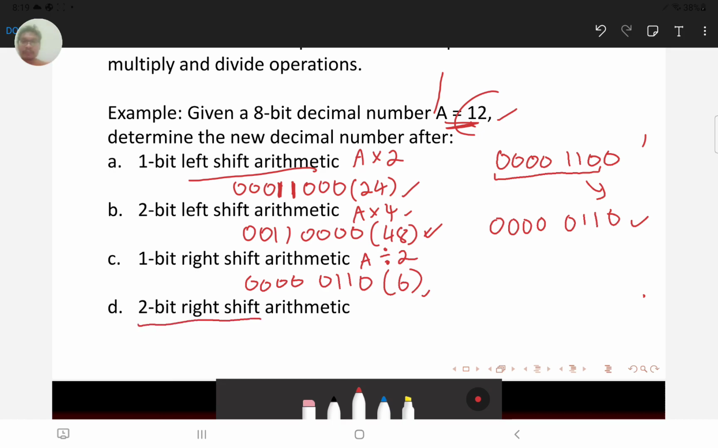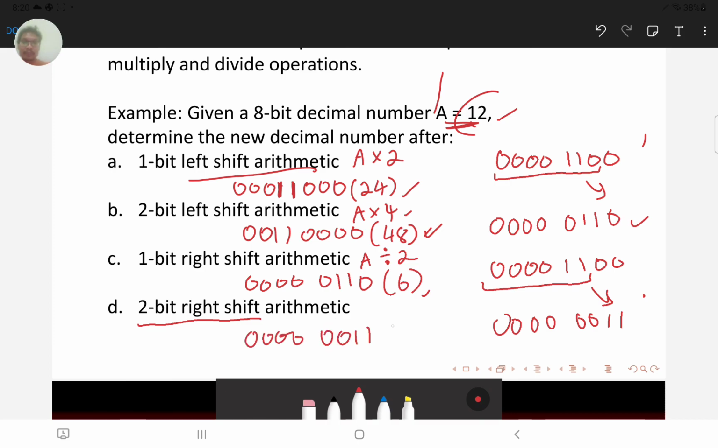And what about a 2-bit right shift? This is our original number, 12. For the 2-bit right shift, we take this and shift it to the right, inserting 0s at the front, and we get 0 0 1 1, and this is actually 3. Here it is A divided by 4. You can see that 12 divided by 4 is in fact 3. So it's a fast way, basically, to perform constant power of 2 multiply and divide.